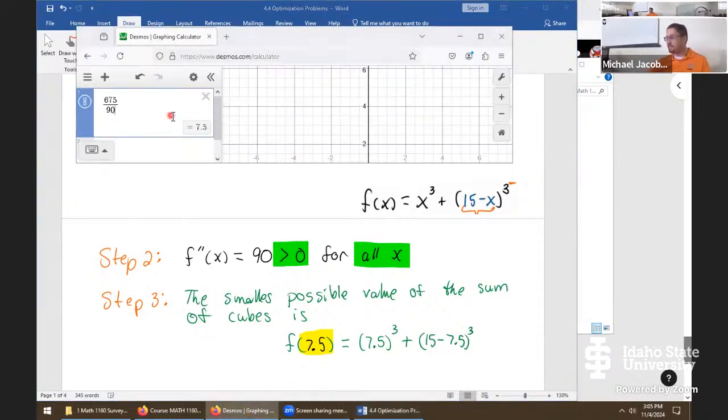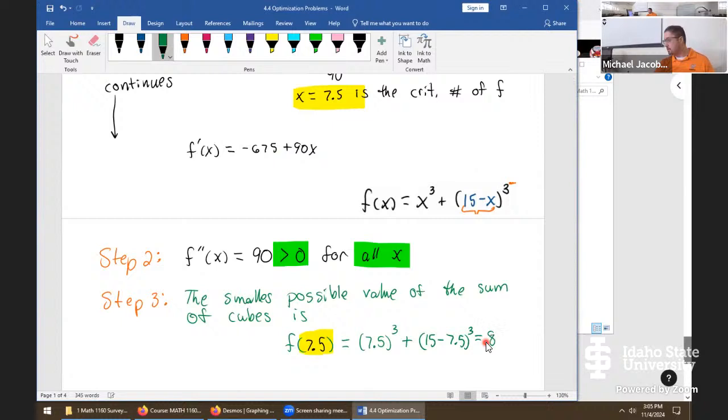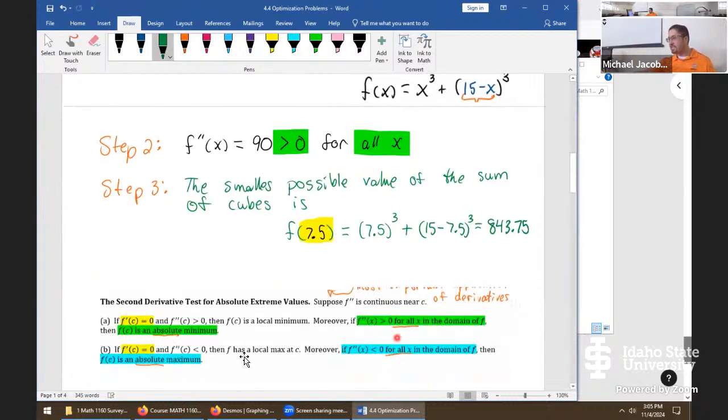So just two more computations. 7.5 cubed plus, well, this is also 7.5 cubed, so you can just say times 2. But if you like seeing it written out verbatim, just for the sake of being sure, that's what it came out as, 843.75. So that's the application of the second derivative test.